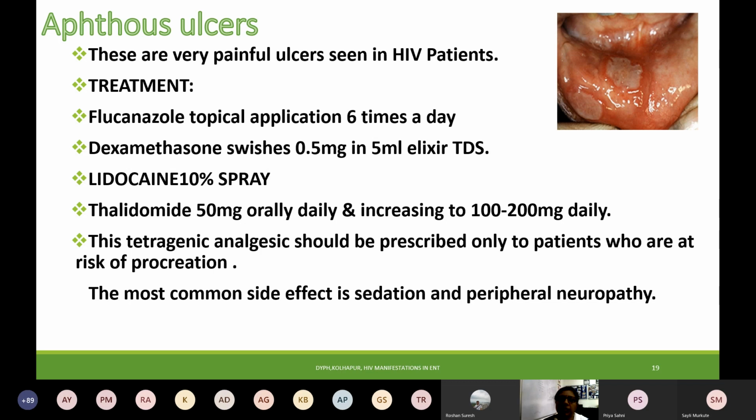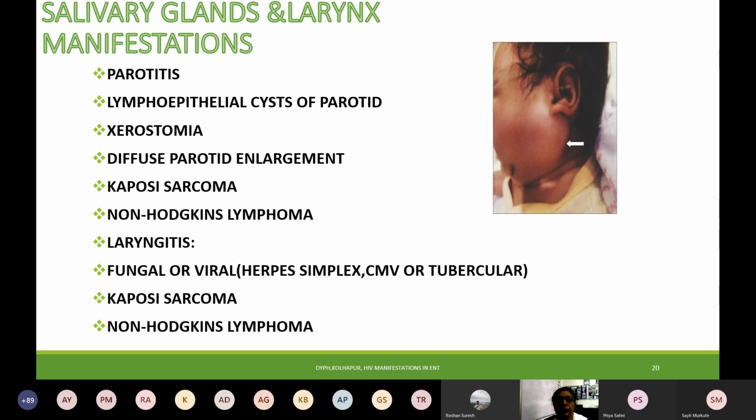Thalidomide 50 milligram orally daily, increasing to 100 to 200 milligram daily, at least for 5 to 7 days, you can give. This teratogenic drug should be prescribed only to patients who are not at risk of procreation. The most common side effects are sedation and peripheral neuropathy. That is about thalidomide, so you should be careful when you are prescribing.